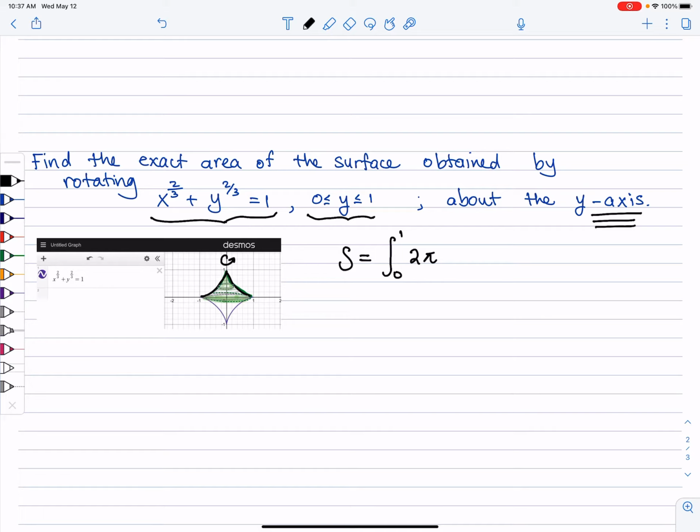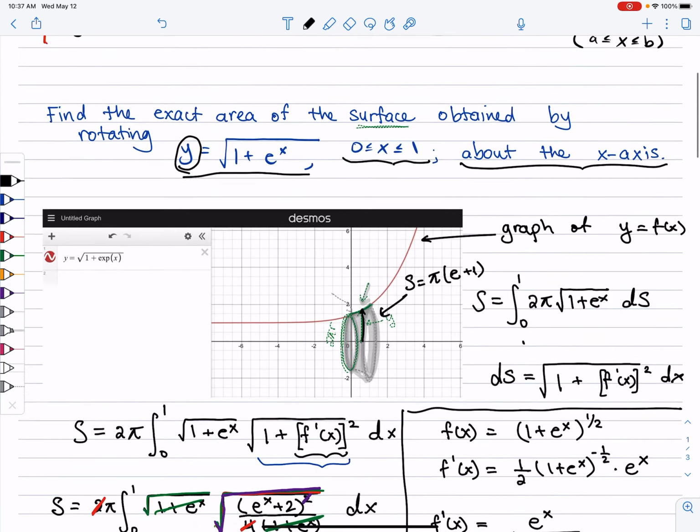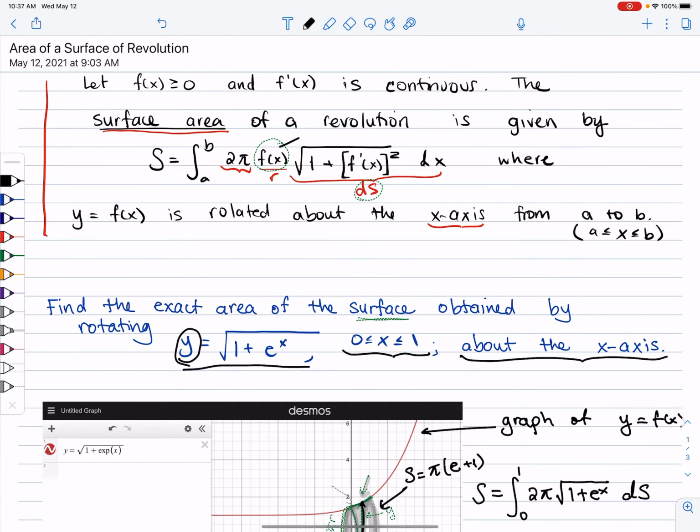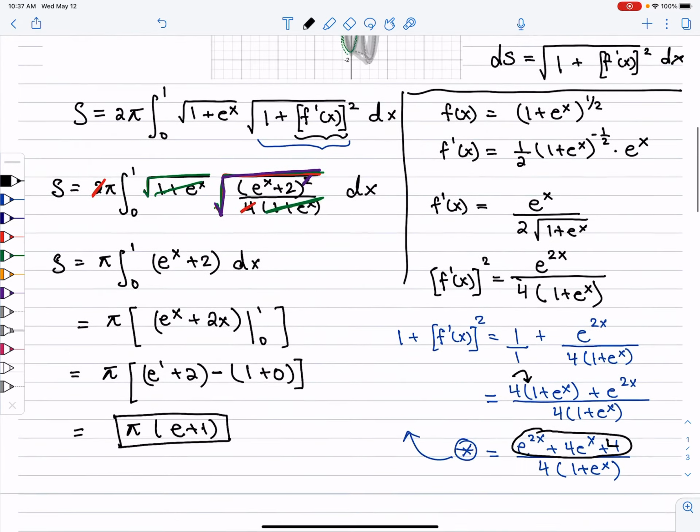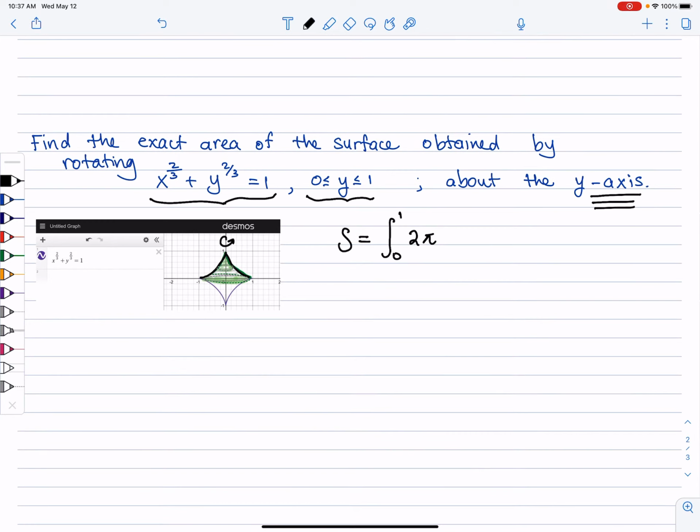Now, remember, the formula that I wrote first said y, or f of x. But in that formula, we were rotating about the x-axis. So here we're rotating about the y-axis. That's why I like to think about it in terms of the radius. So what is the radius? Well, the radius is equal to the distance from the axis of revolution to the curve, right?